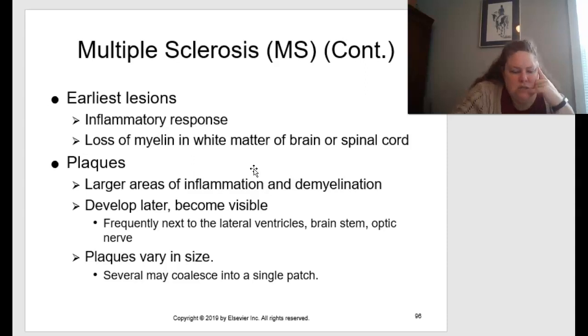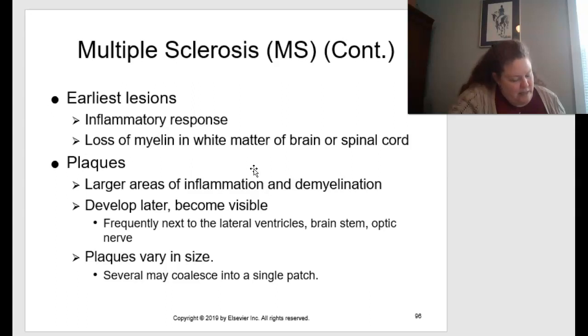So the earliest lesions can occur, and they occur as an inflammatory response as cells that normally do not enter the brain or spinal cord do so. When they do, they attack the neurons with the loss of myelin in the white matter of the brain or the spinal cord. Okay. You can also have plaques. Basically, later, larger areas of inflammation and demyelination occur, and those areas are called plaques, and these become visible.